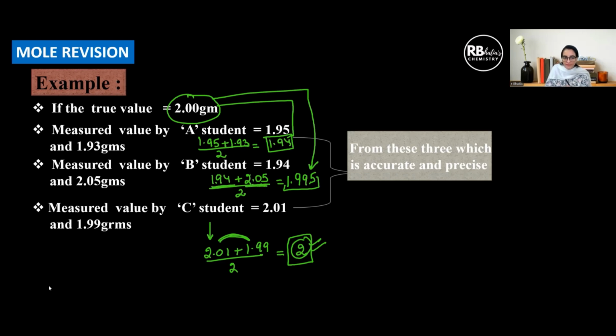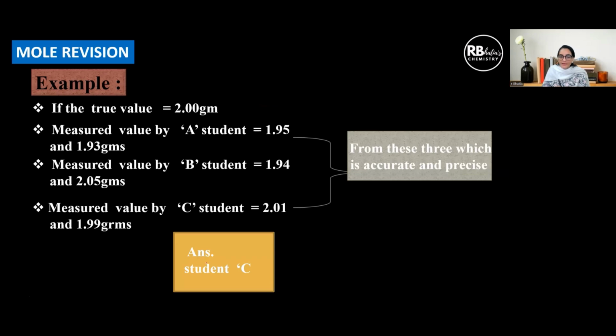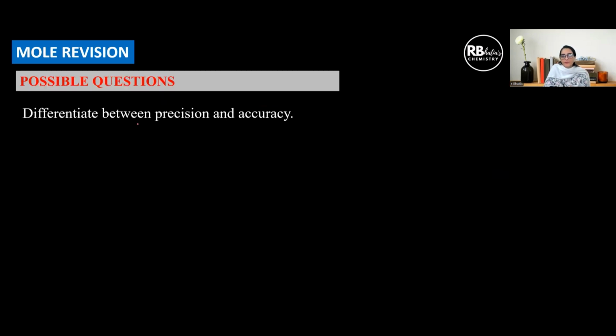I hope this point is clear. So what is the answer? Answer C. That means student C is both accurate as well as precise. So for your school exam, one of the possible questions is to differentiate between precision and accuracy, and you will simply write the statements that we've done.